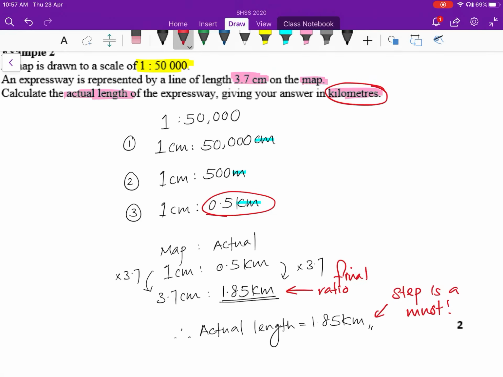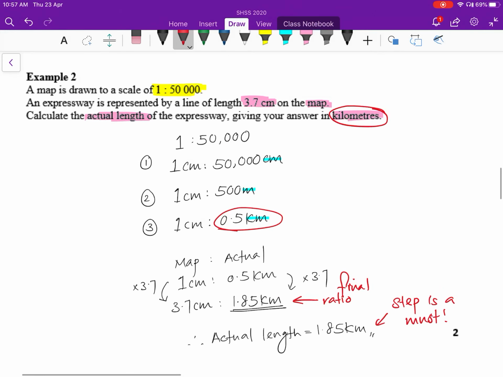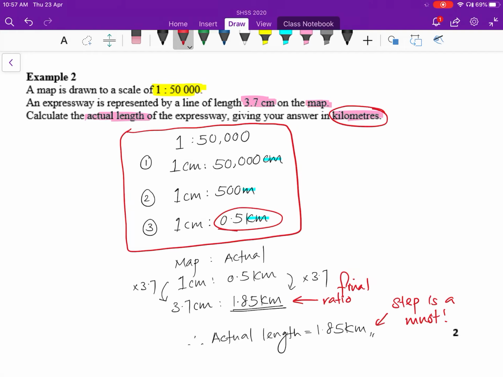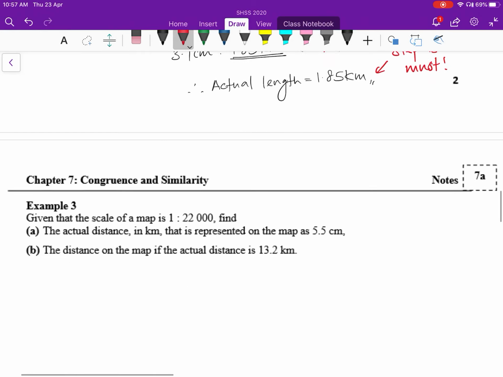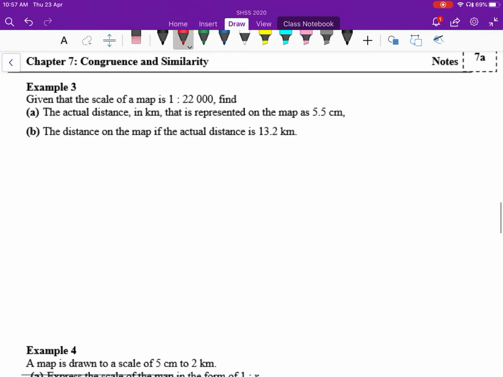Okay, done. Again, I recommend you to do this, so that I will have at least a cm, a meters, and a km. Then depending on what the question wants, then I choose. Okay, now if you know what I mean, you don't have to do all 3. You can just directly jump to the one that you want after reading the question. Let's take a look at example number 3.